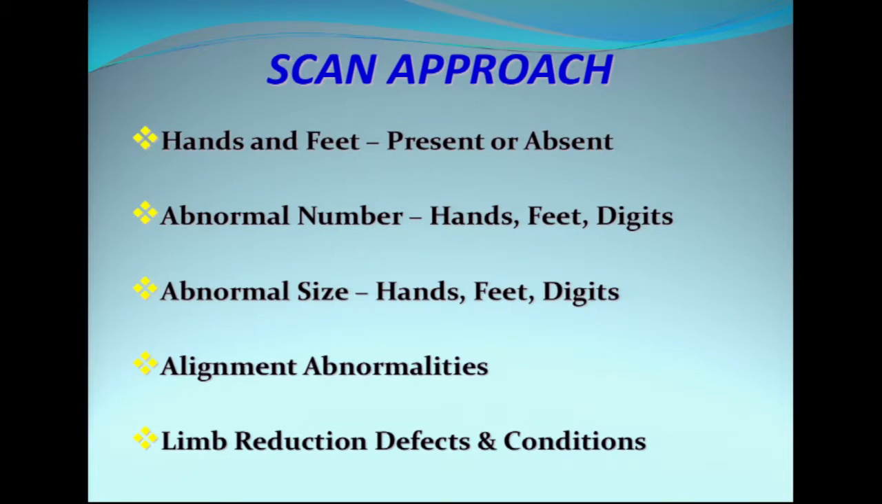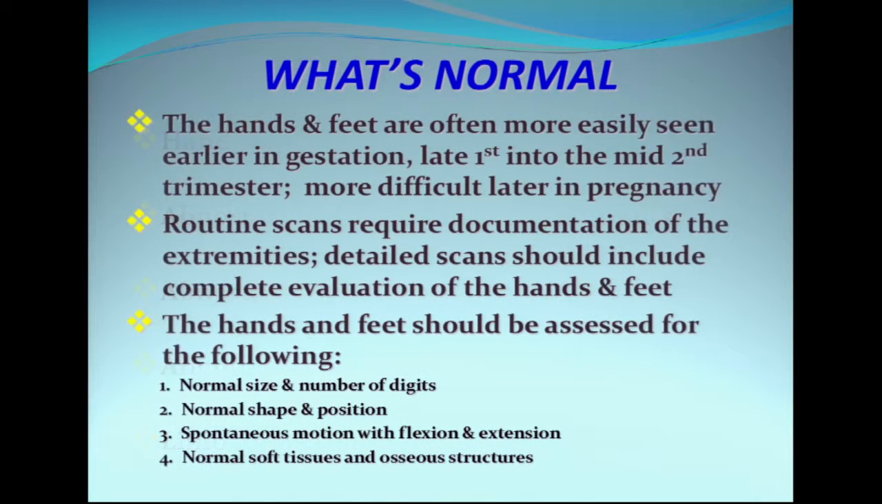Our approach is not only to document the presence of the four extremities, including the hands and feet, but we also cover all that you see here. For example, the number of digits, the size of the digits, whether there's normal alignment, and we look for specific pathology and other conditions. Let's start with what is normal.